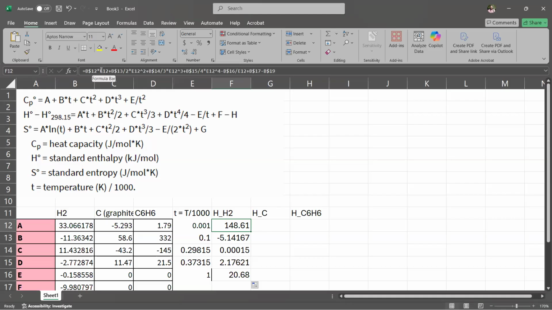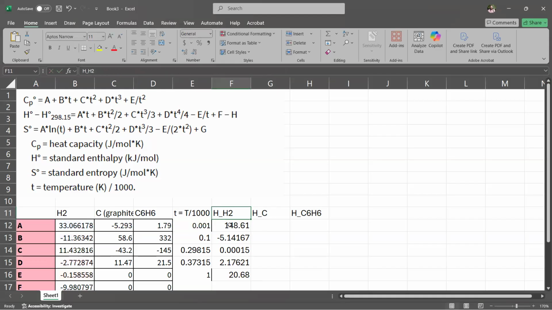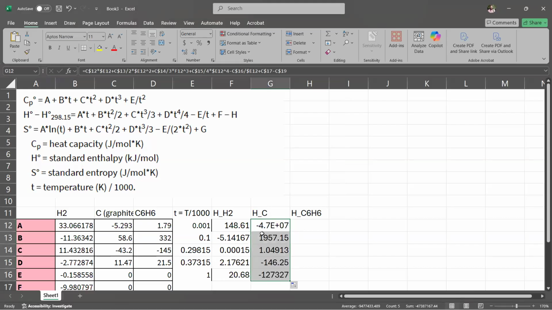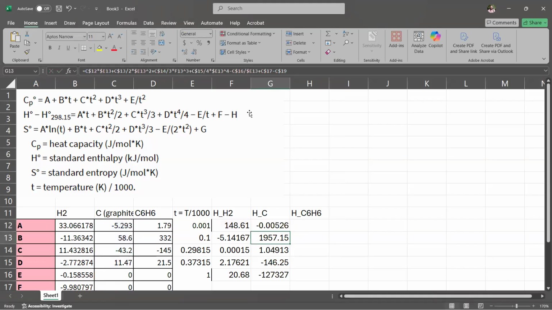I need to change one more thing. Sorry, I need to add some dollar signs to the E's so they don't move away. By setting a dollar sign before the E, when I drag my cursor over to HC, it won't move the temperatures. So I bring my equation over here. And those numbers look completely and utterly wrong. What am I doing wrong here? Oh, I see it. I forgot to do it one more place. There we go. That should be better.